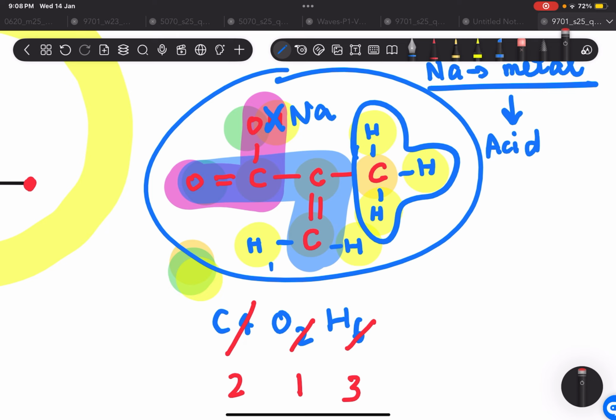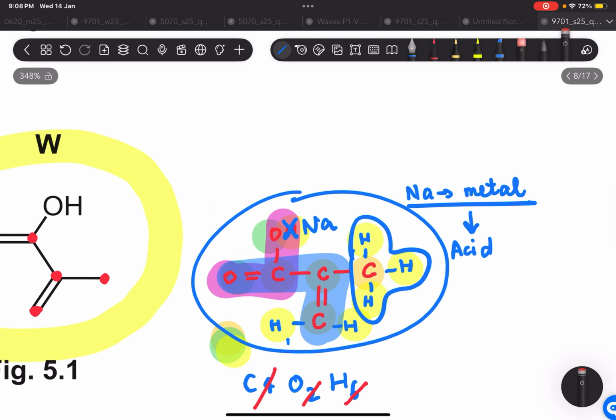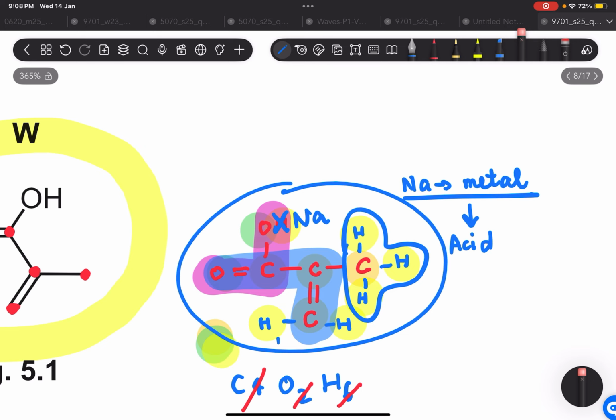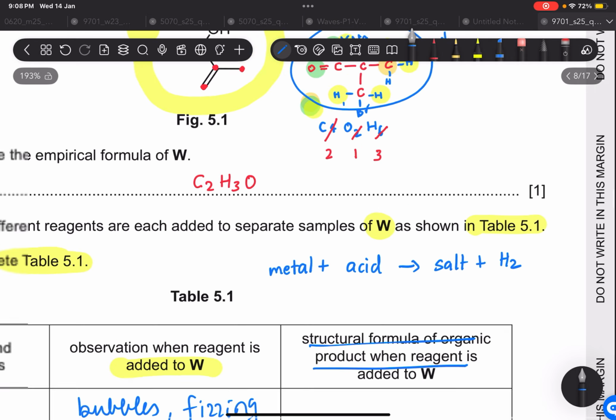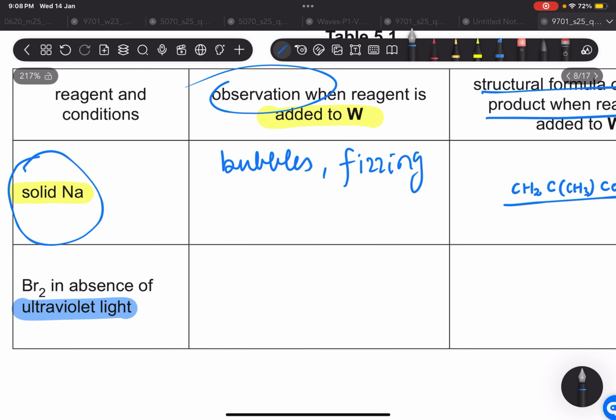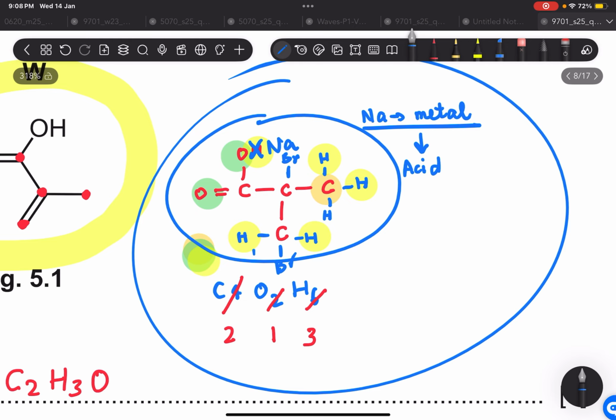But because over here we are doing it in the absence of UV light, what's going to happen is that this double bond is going to break from here, and one bromine is going to be added at the top and one bromine at the bottom. And when this happens, the color is going to change. The observation is that bromine, since it's orange brown in color, is going to change from orange brown to colorless, because this compound is going to be formed and this is colorless. Do you get what I'm trying to say?